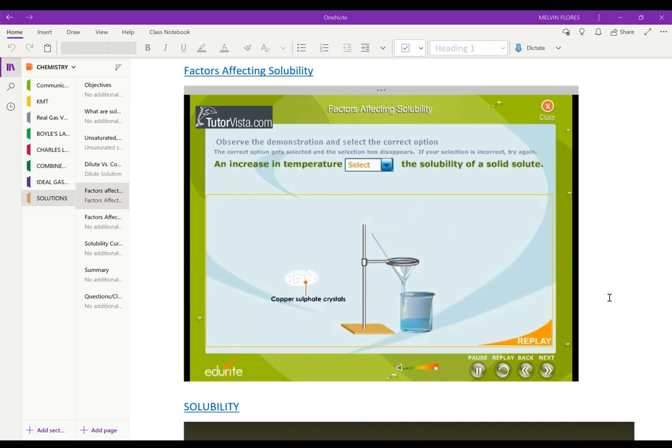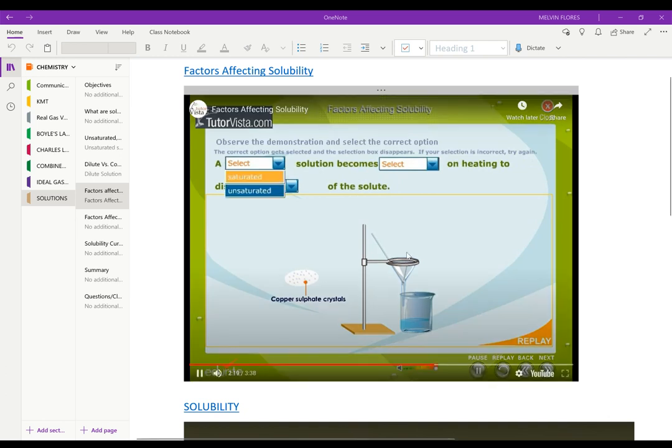Click on the appropriate words. An increase in temperature, blank, the solubility of a solid. So in a solid state, that means you need to increase the temperature to increase the solubility of the substance.